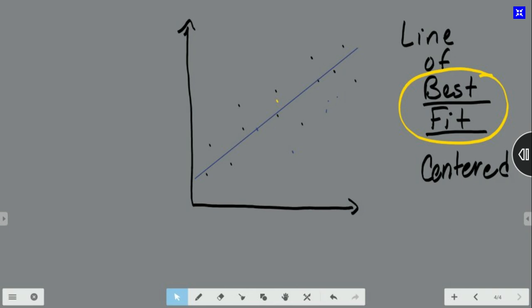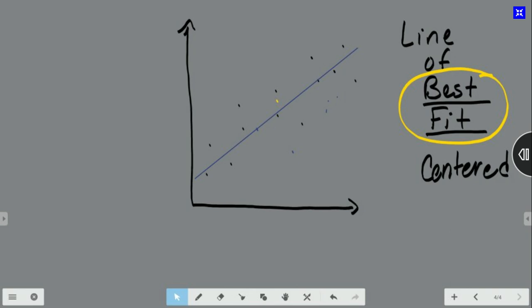That's weak. This is strong. This is strong, and this is weak. For sure. All right.